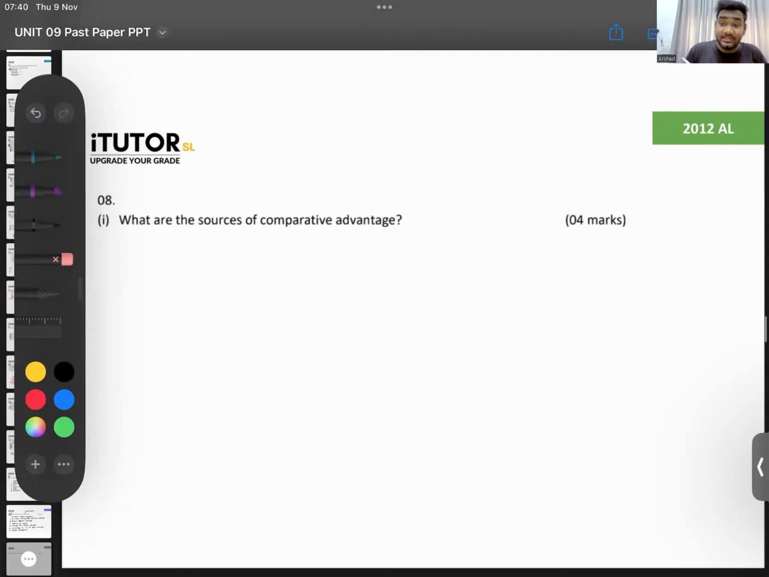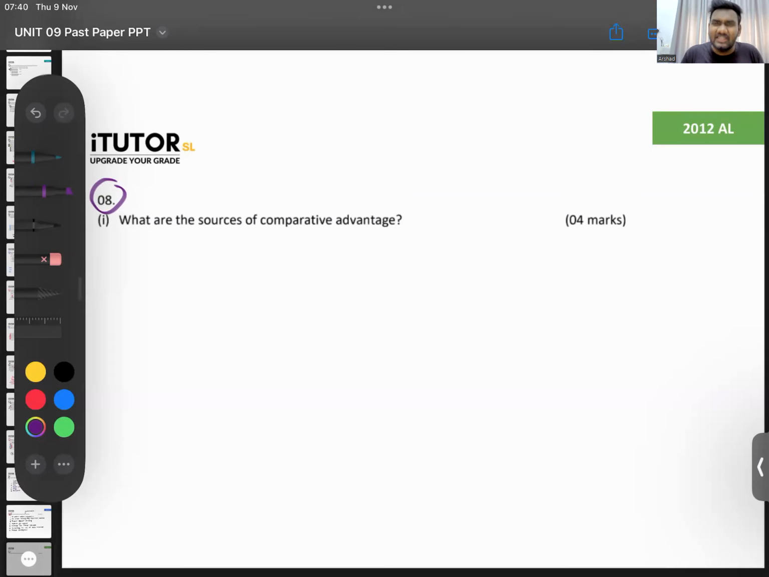Coming into 2012, question number 8, subsection 1. What are the sources of comparative advantage? Sources in the sense, what are the reasons? How come one country has the comparative advantage compared to another country? Can you all give me some reasons?